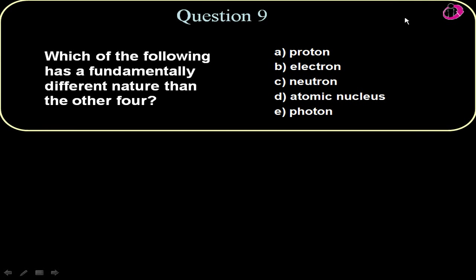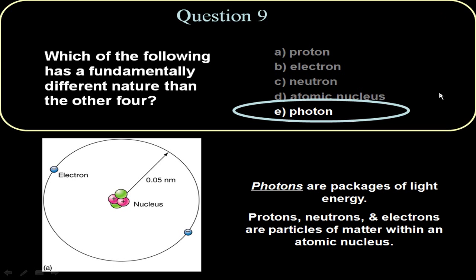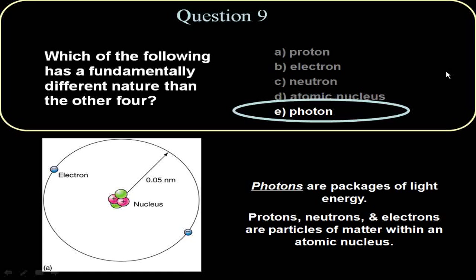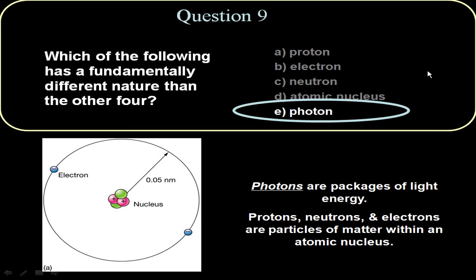Question number 9. Which of the following has a fundamentally different nature than the other four? We got A, proton, B, electron, C, neutron, D, atomic nucleus, E, photon. Well, the proton is matter, the electron is matter, the neutron is matter, the atomic nucleus is matter. The photon is a bundle of light. It is a particle, but it has no mass. So it is the particle associated with light. It is fundamentally different from matter itself. So photons are packages of light, fundamentally different from matter.